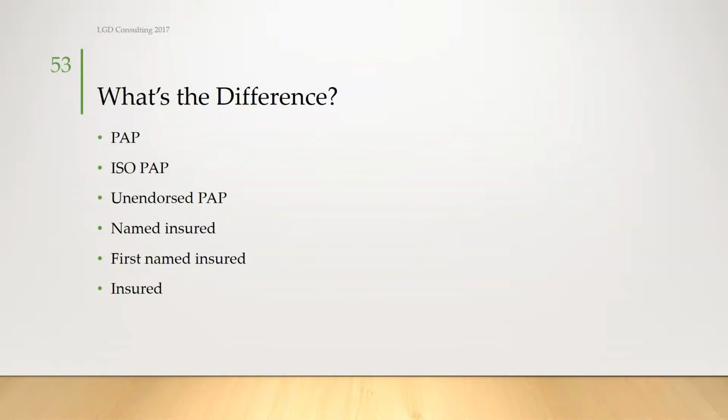The first named insured can actually transfer the policy to someone else with the insurance company's written permission. So even though both of them are named, the first named insured controls and makes decisions on the policy. You've got to keep that in mind.